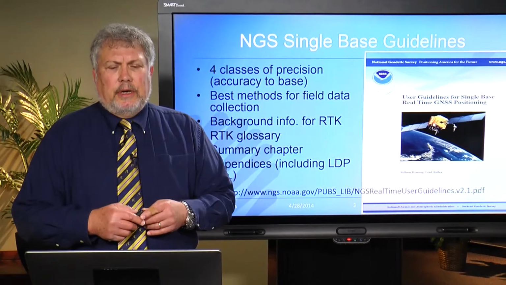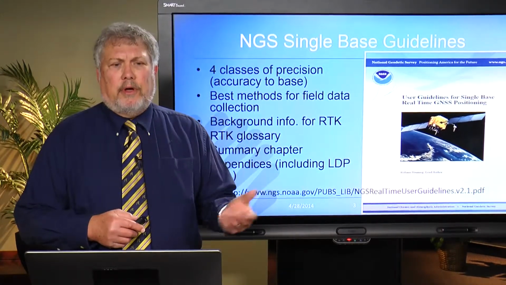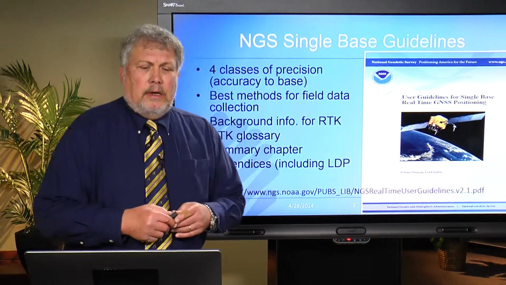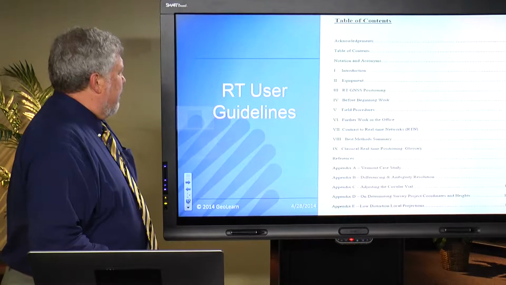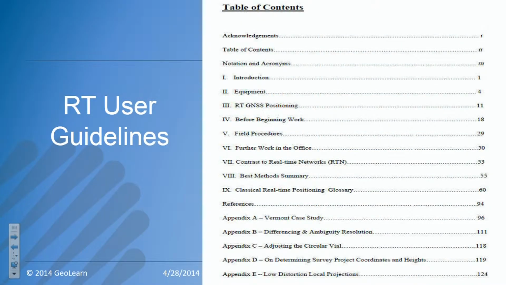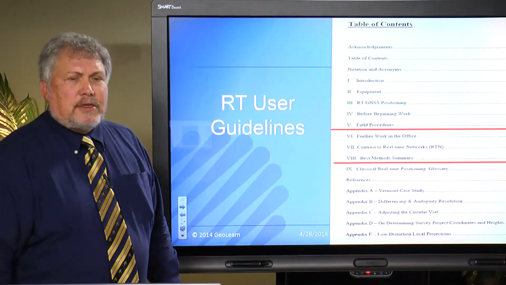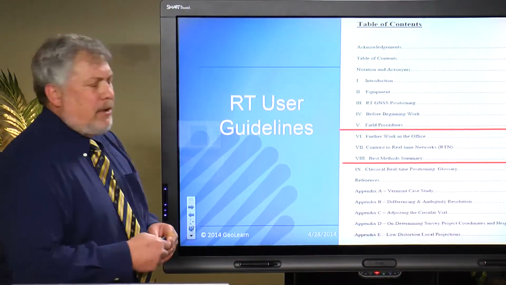It'll be used extensively in the next to last of this series when we talk about best field methods. The table of contents shows you this. I would invite those that are familiar with real-time positioning to look at Chapter 5, which gives you field procedures, and it gives you those 4 different precision levels that you want to use the criteria for at the 95% confidence. You can also look at the summary chapter, which would be Chapter 8.